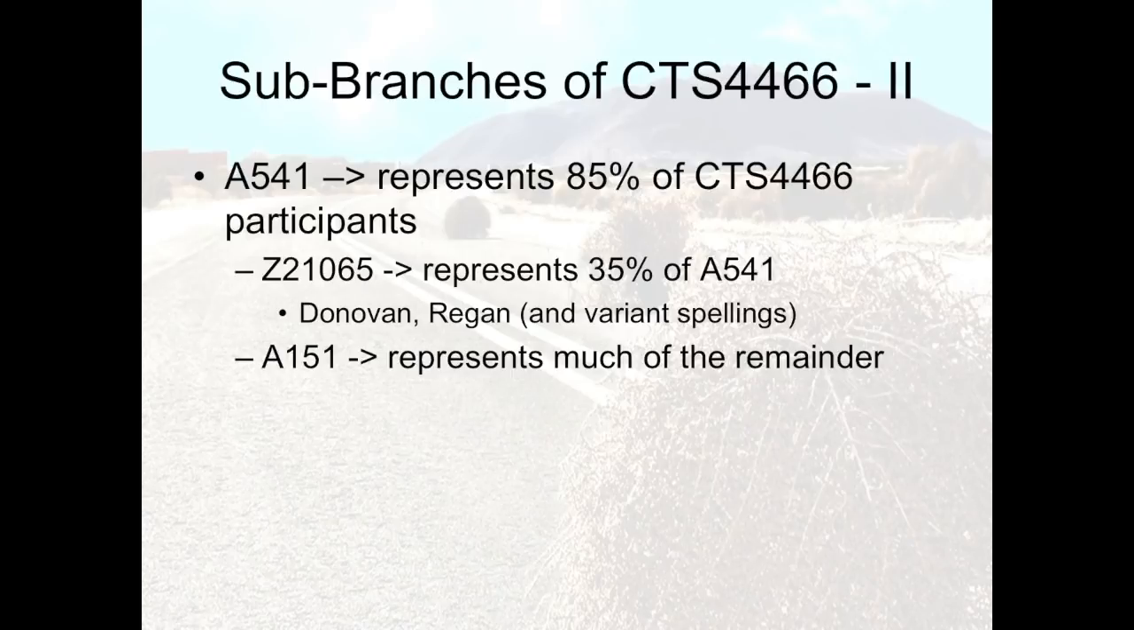You've got the Donovan Regan branch, the Z21065, that represents 35% of A541. And so A151 represents much of the remainder. You're talking about the last 10%. So they're definitely a small branch. But even though they're a small branch, I think they're a very interesting branch.